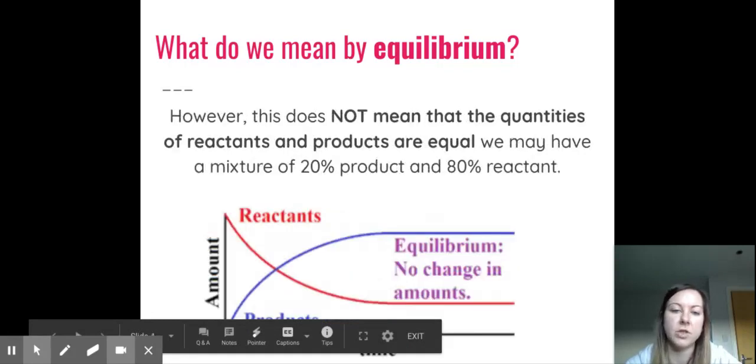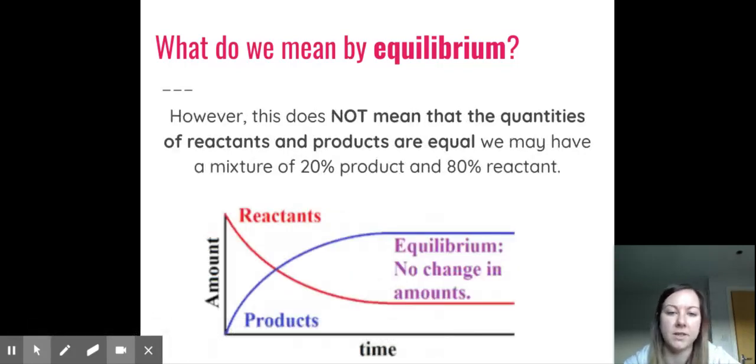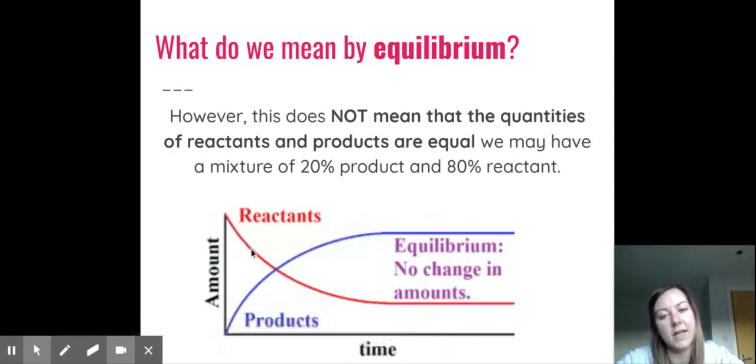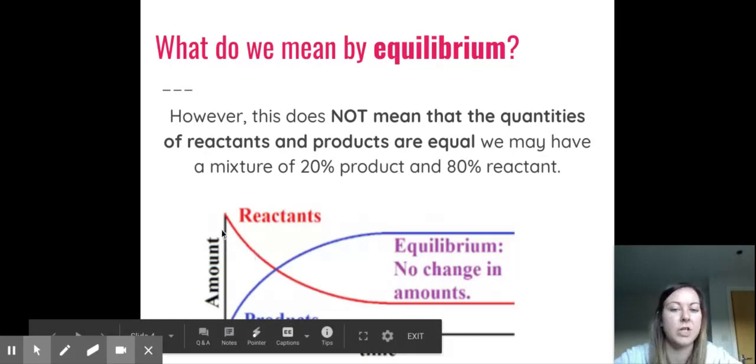This, however, does not mean that the quantities of reactants and products are equal. You might end up with a mixture of 20% product and 80% reactant. And this again is shown on this graph here. So as the reactants decrease in, well, we would say concentration. I know this graph says amount, but we would say concentration.